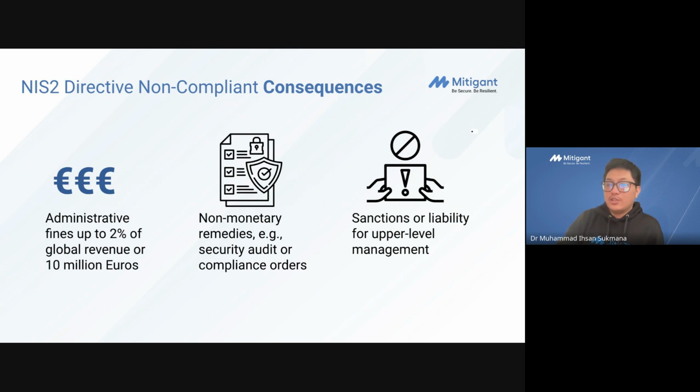The second one is non-monetary remedies, meaning that you are forced to do security audits, or you have to comply with the NIS2 as soon as you receive this kind of order. And for the upper-level management, depending on how big the non-compliance is for the entity, the upper-level management could receive sanctions or even liability, meaning, for example, that they are not allowed to hold a managerial position for a certain time, or they could even risk getting a fine.